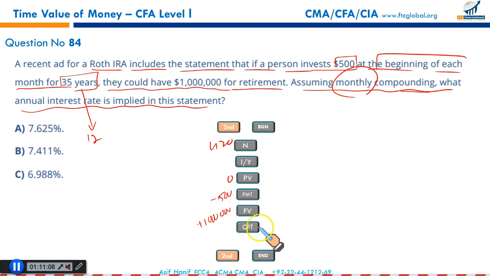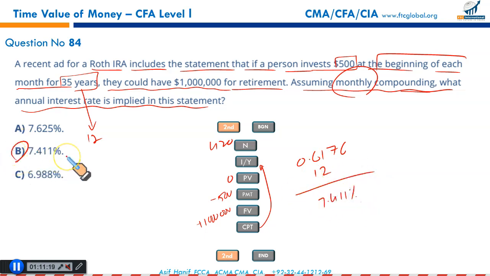So what we're going to calculate is the interest rate. It's going to be 0.6176. This is the monthly rate. Multiply this by 12, you get 7.411, and that makes B the correct option.